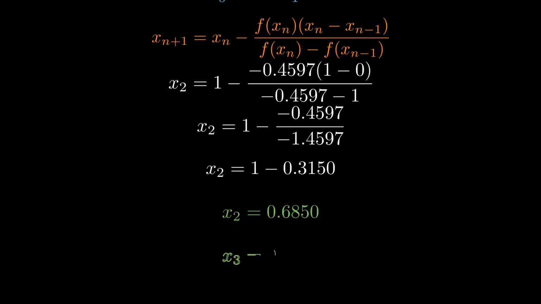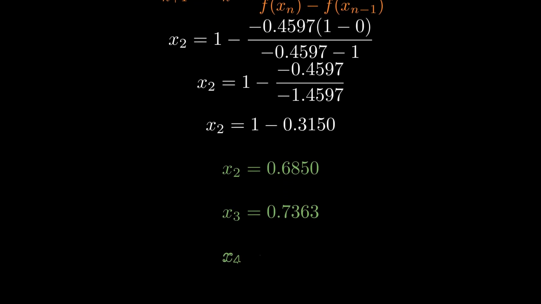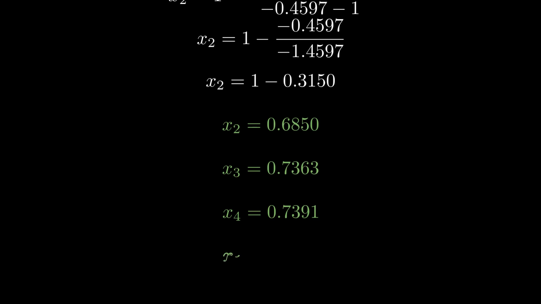After another iteration, the approximation becomes 0.7363. After another iteration, the approximation becomes 0.7391. The next approximation is still 0.7391.